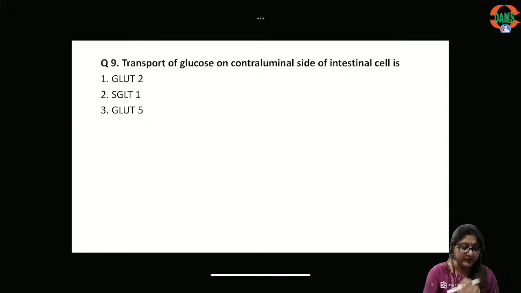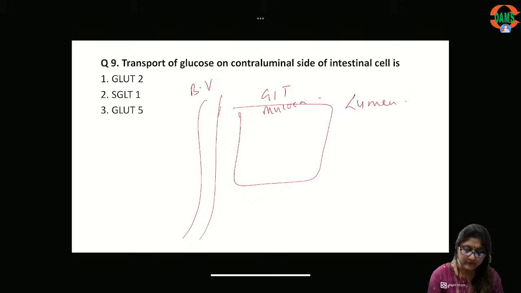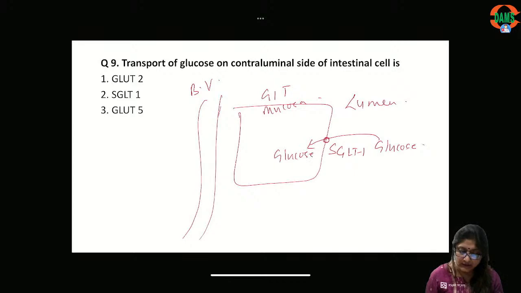All right. Now coming to the next question. Interesting question. Transport of glucose to the contraluminal side of the intestinal membrane. Be careful. This is lumen, and this is GIT mucosa, and this is blood vessels. From lumen, the glucose is going to go to the GIT mucosal cell by SGLT1, right? And this glucose comes to the blood vessels by GLUT2.